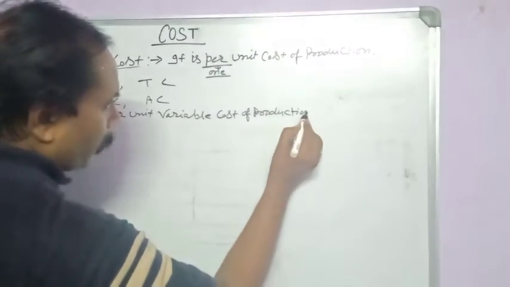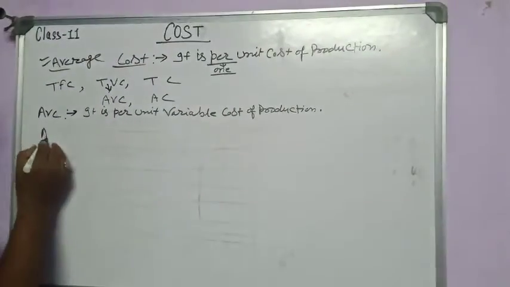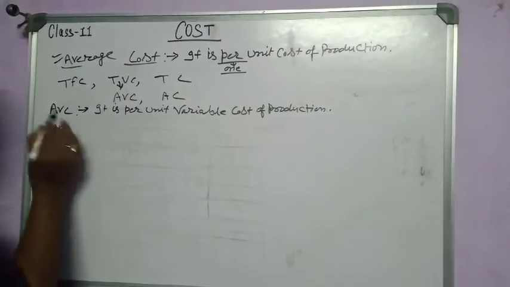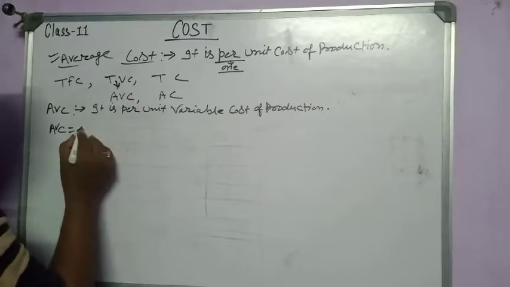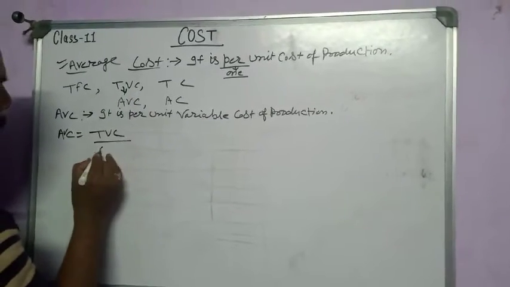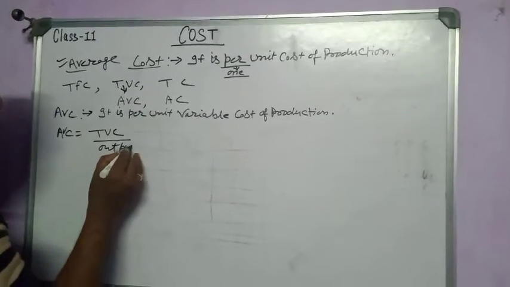Cost of production. Clear? So AVC is equal to TVC divided by output. Clear?